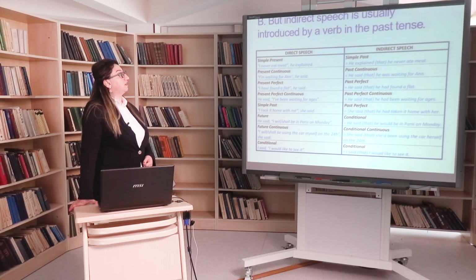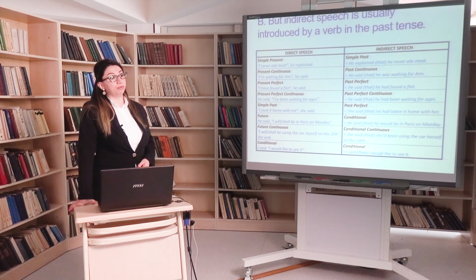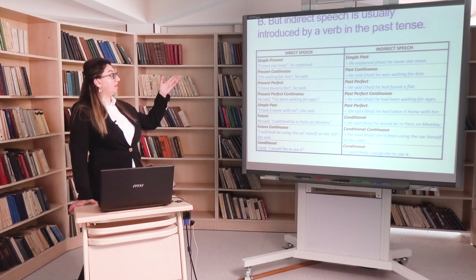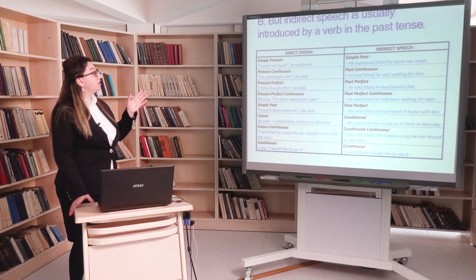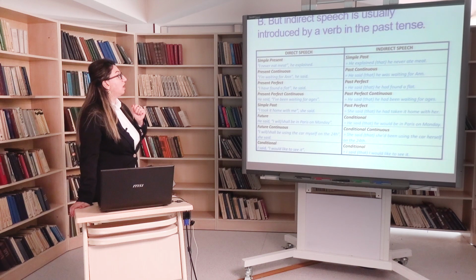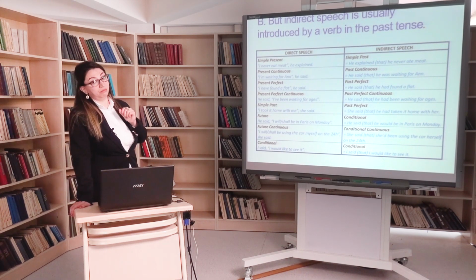But indirect speech is usually changed if the introductory verb is expressed by a verb in past simple, and in this case tenses are changed according to the table. You will see in direct speech, for example, simple present changes to the simple past. And I also give an example. "I never eat meat," he explained. He explained that he never ate meat.